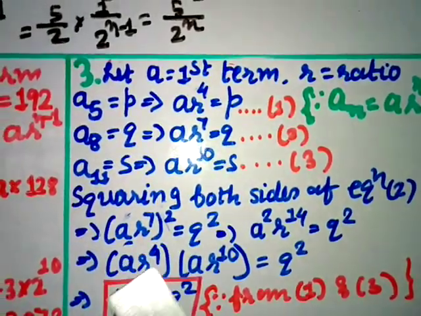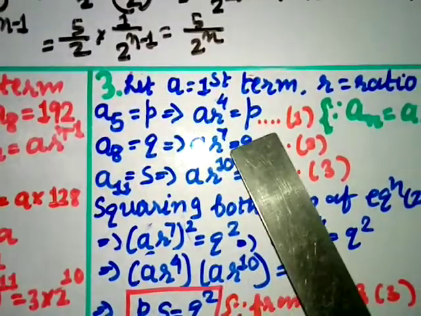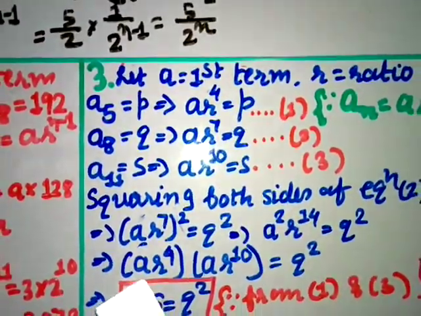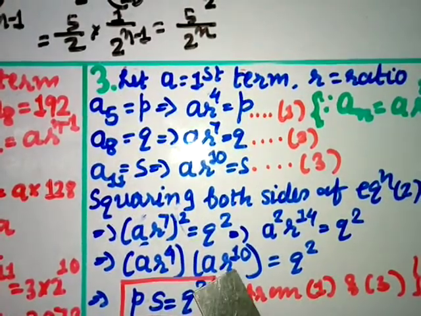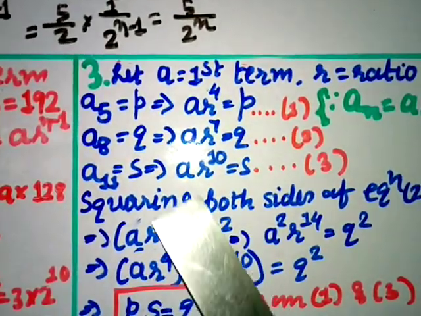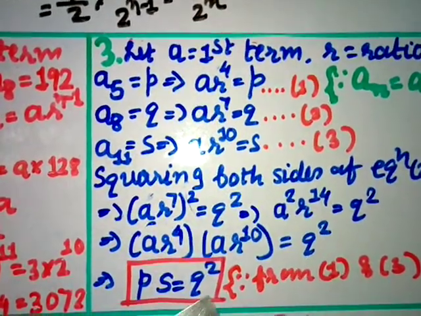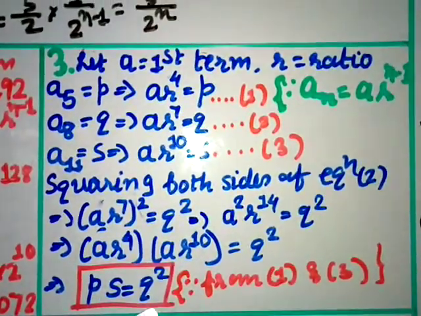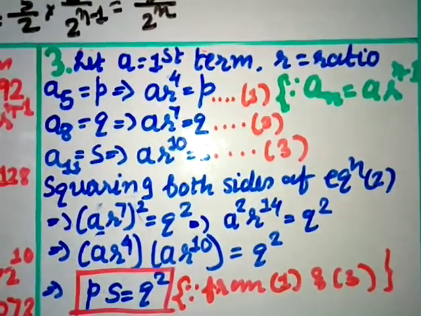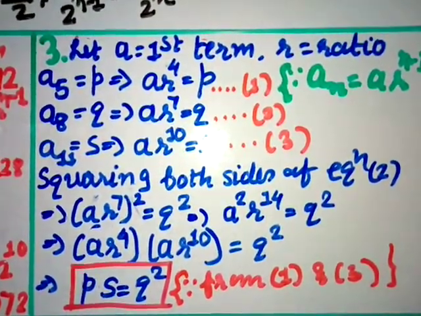But from equation 1, A R^4 is P, so put this value as P. And from equation 3, A R^10 is S, so put this value as S. And this side is Q squared, and that is what they have asked you to prove, that show that Q squared is equal to P into S. So hence proved.